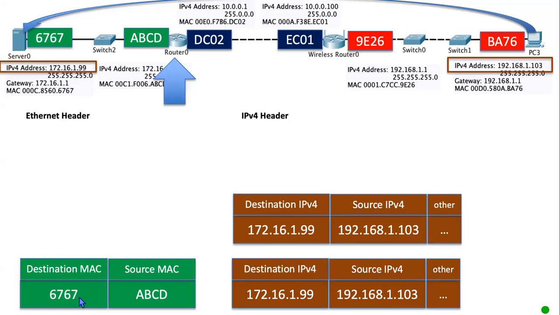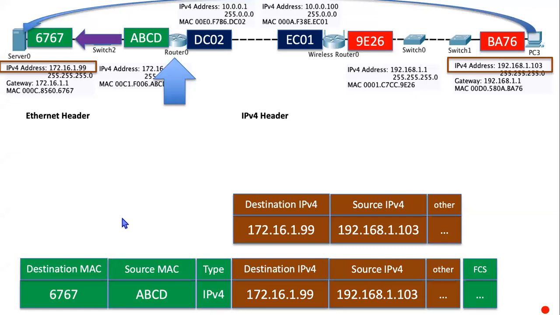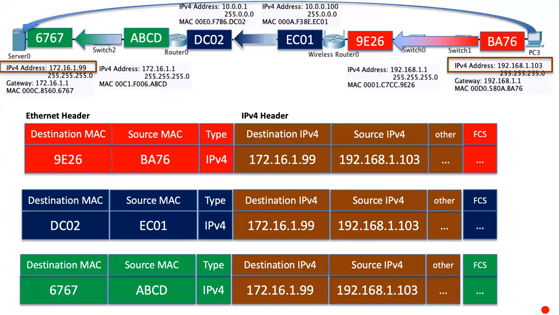Again, ARP. Okay, whether you're PC3, wireless router 0, or router 0, learning destination MAC addresses is the ARP process, address resolution protocol. We talk about that later. Going to finish the encapsulation here, send it from ABCD to 6767. So what you've seen here is the same IP packet, the same source and destination addresses throughout. The only thing that has changed in this case is the source and destination MAC addresses from hop to hop.